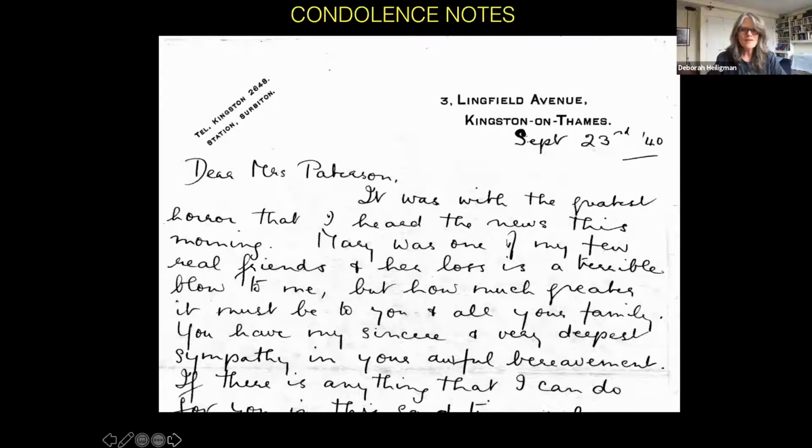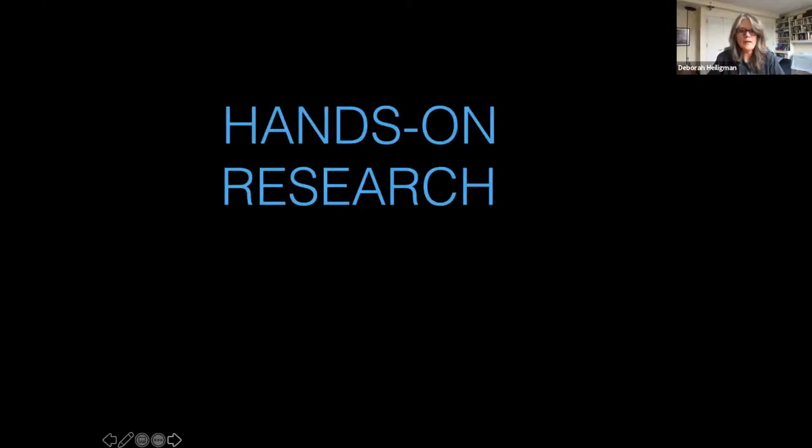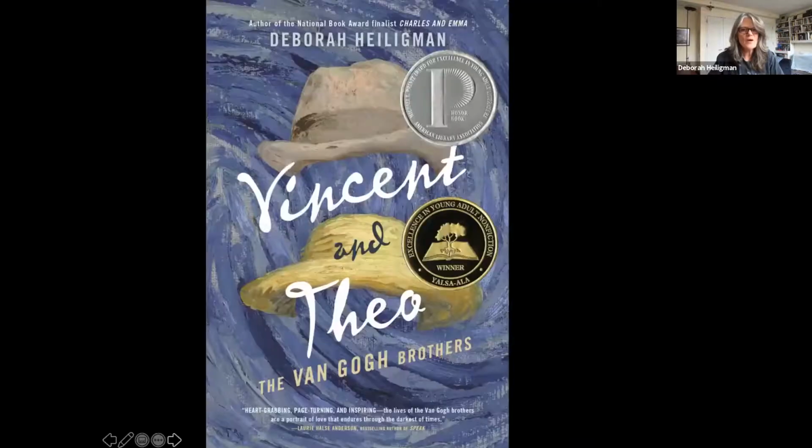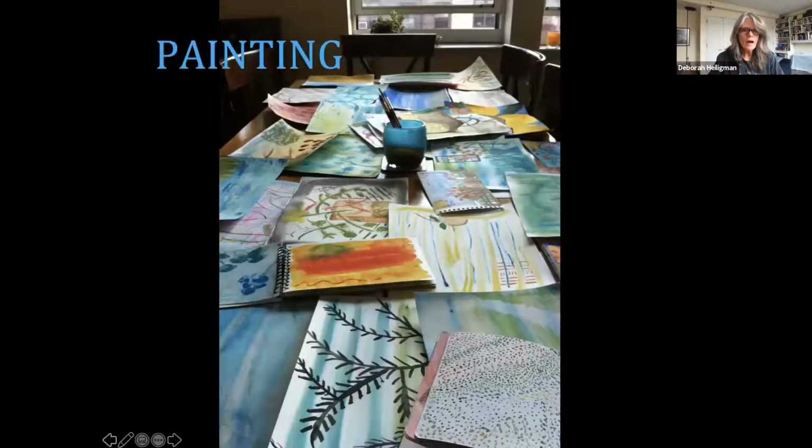So the last kind of research I'm going to talk about is hands-on research. Sometimes you can do something at home in the privacy of your home that will help you understand more about the person or the event you're writing about. So when I was writing about Vincent van Gogh, a painter, I watercolored. I am not an artist, as you can see. I just like to play with paint. But it gave me more of an idea of what his life was like, what it felt like to be a painter.